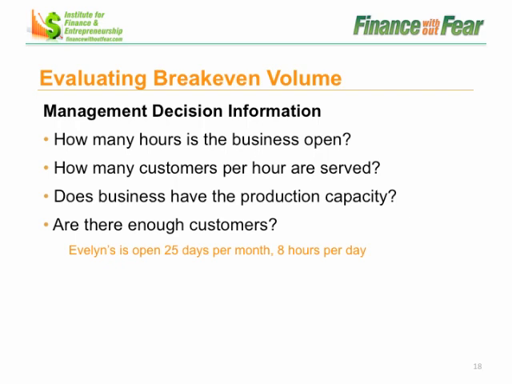So let's assume Evelyn is open 8 hours per day, six days per week, which is approximately 25 days per month. So if we divide our 1,500 cupcakes by our 25 days per month, the answer is 60, which means that Evelyn must sell 60 cupcakes per day.